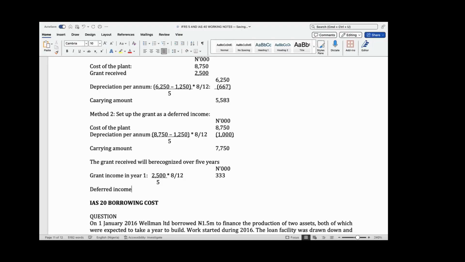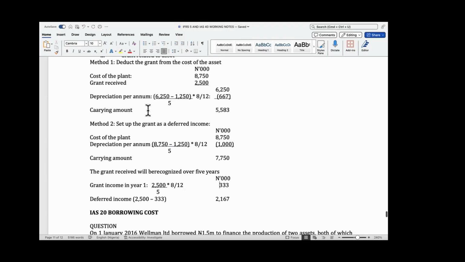Then we'll have a deferred income of how much? How much will go to deferred income? 2,167 naira. Okay, that's the two methods, method 1 and method 2.